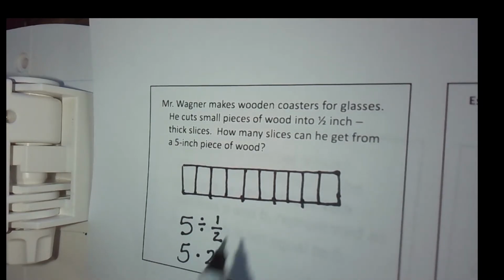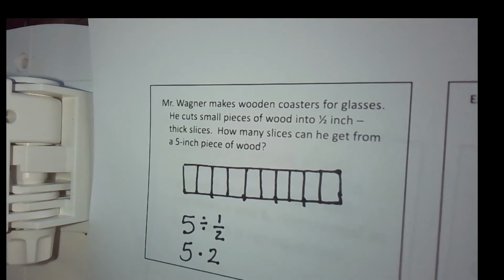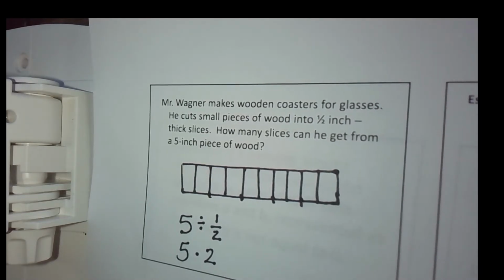He's making coasters out of this 5-inch piece of wood. How many coasters can he get? How many slices? 10. Okay, not 2.5. So be careful there. When you divide something by 1/2, it's the same as multiplying it by 2.